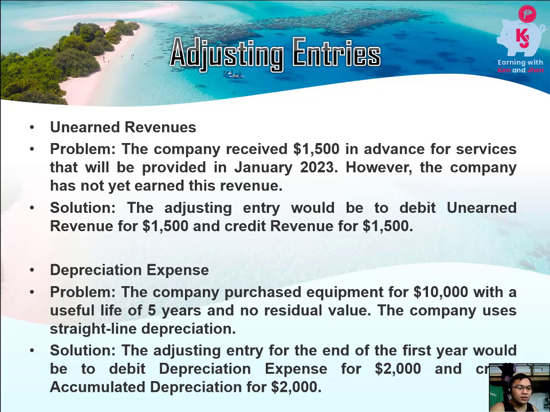Depreciation expense. The company purchased equipment for 10,000 with a useful life of 5 years and no residual value. The company uses straight-line depreciation. The adjusting entry for the end of the first year would be to debit depreciation expense and credit accumulated depreciation. Kung paano nakuha yung depreciation, 10,000 divided by 5 years is equal to 2,000 depreciation per year. So, kung ang depreciation natin is 2,000, sa susunod na year naman is 2,000 naman.